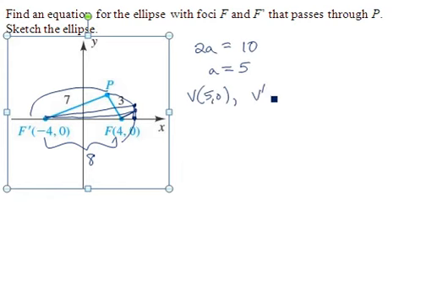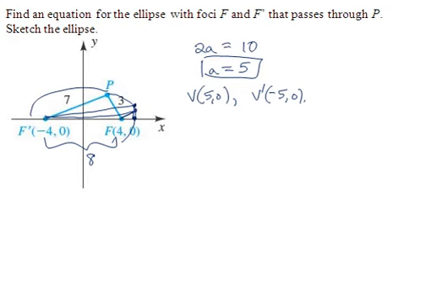And I guess I'll call V prime the vertex on the other end. That'll be negative 5, 0. But a is what we really need in order to find the equation for the ellipse. So if that's a, then we know the ellipse is centered at 0, 0, so we can write x squared over 5 squared, or 25, plus y squared over b squared equals 1. And what we need to know is the value of b.